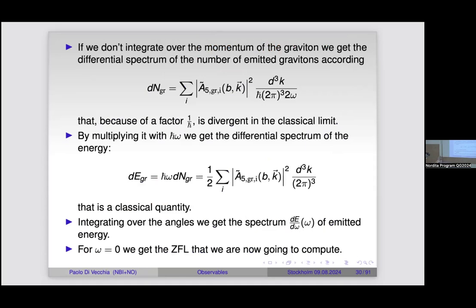Now, if you don't integrate over the momentum of the graviton, you get a differential spectrum of the number of emitted gravitons, which goes to infinity as 1 over h bar. But if you multiply by the energy of the graviton, h bar omega, the h bar goes away, and you get the spectrum of the energy. And this is a classical quantity. If you integrate over the angles, you get the spectrum of energy as a function of omega. And for omega equals 0, you get the zero-frequency limit, which is the quantity that I want to compute.